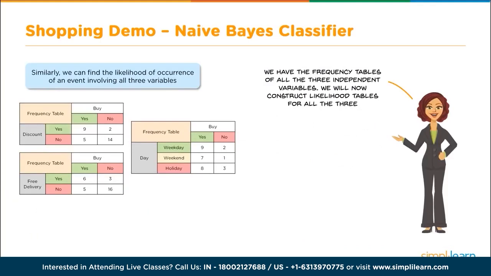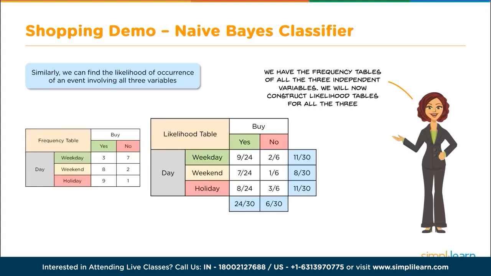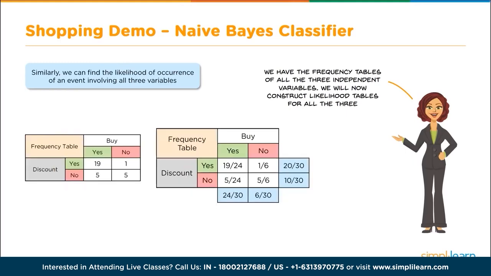Next, we can take the same setup. We have the frequency tables of all 3 independent variables. Now we can construct the likelihood tables for all 3 of the variables we're working with. We can take our day like we did before. We have weekday, weekend, and holiday. We filled in this table. And then we can also do that for the discount, yes or no. Did they buy, yes or no? And we fill in that full table. So now we have our probabilities for a discount and whether the discount leads to a purchase or not, and the probability for free delivery. Does that lead to a purchase or not?